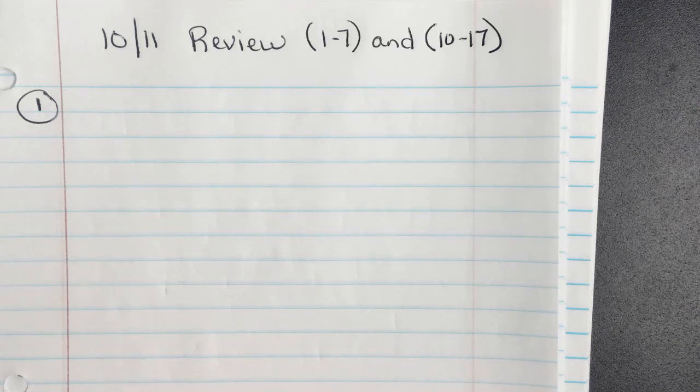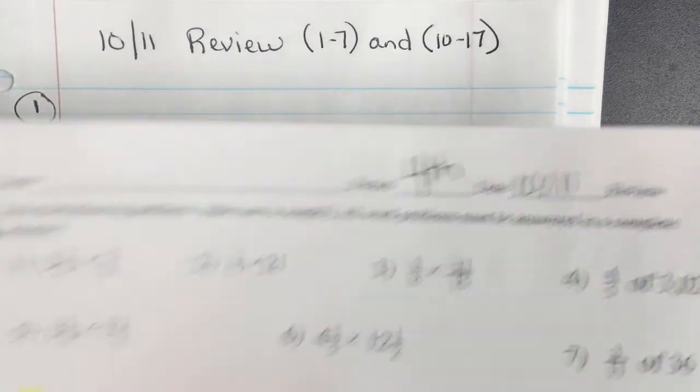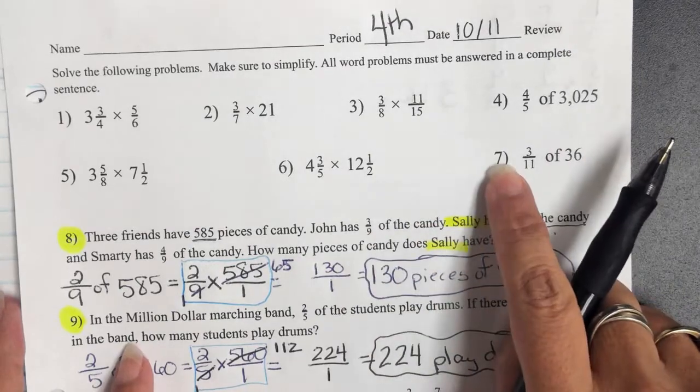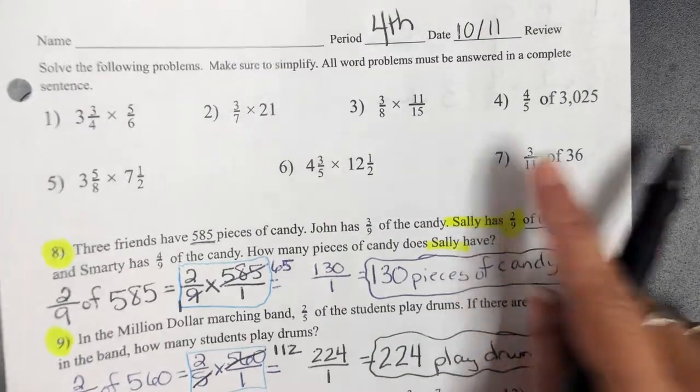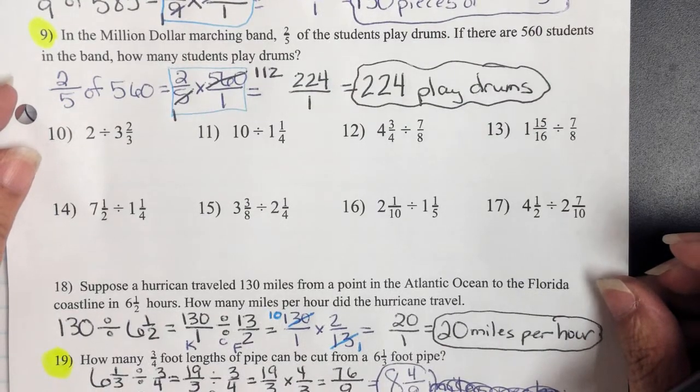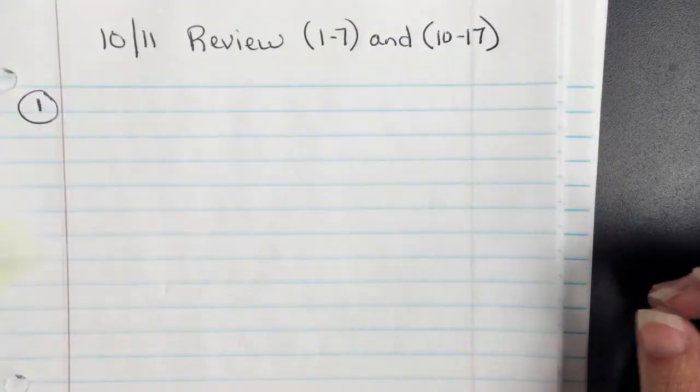So I am now on part 2 of my video, and it is October the 11th. This is the study guide. I am now going to go through and do the study guide from the top, 1 through 7, and then I will do 10 through 17. Personally, I just like notebook paper, so here we go.